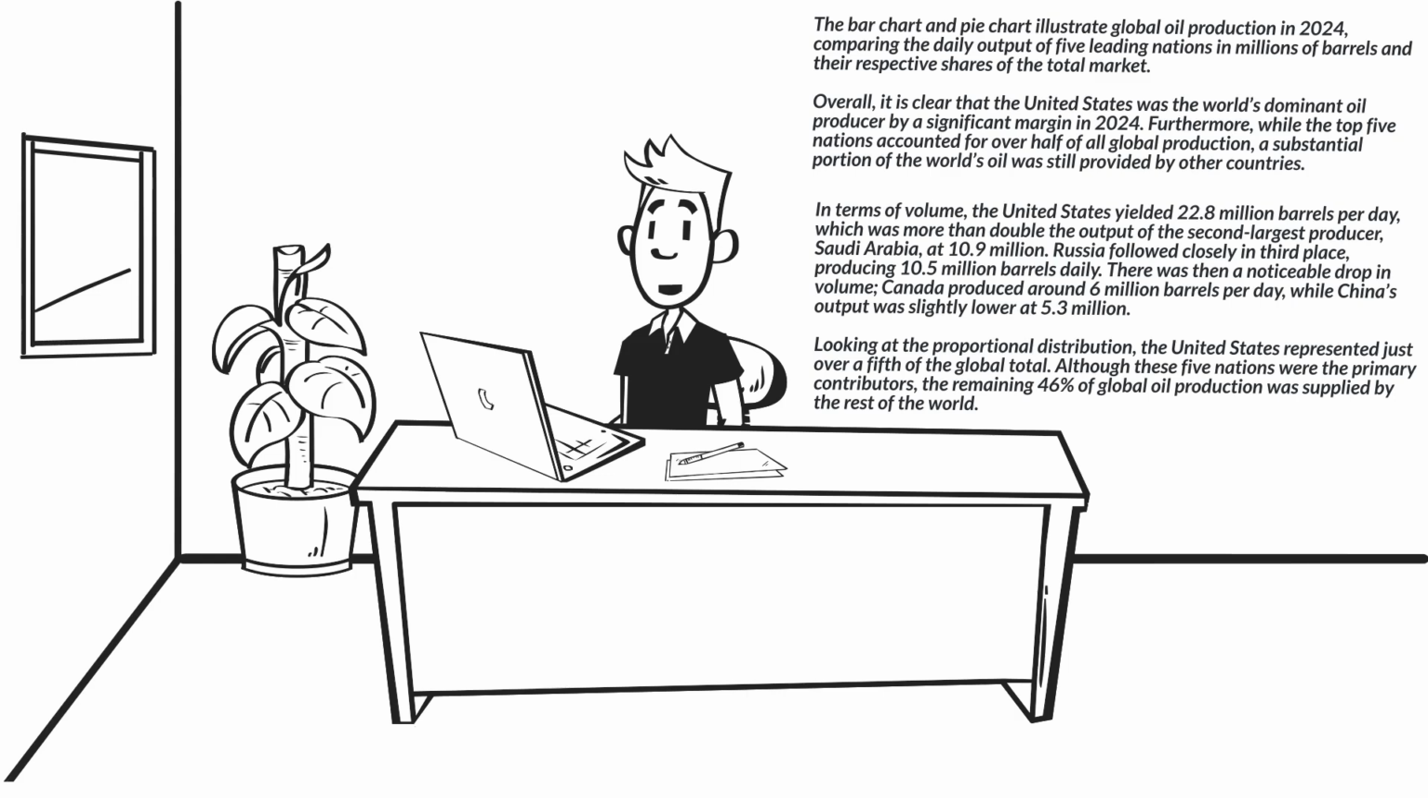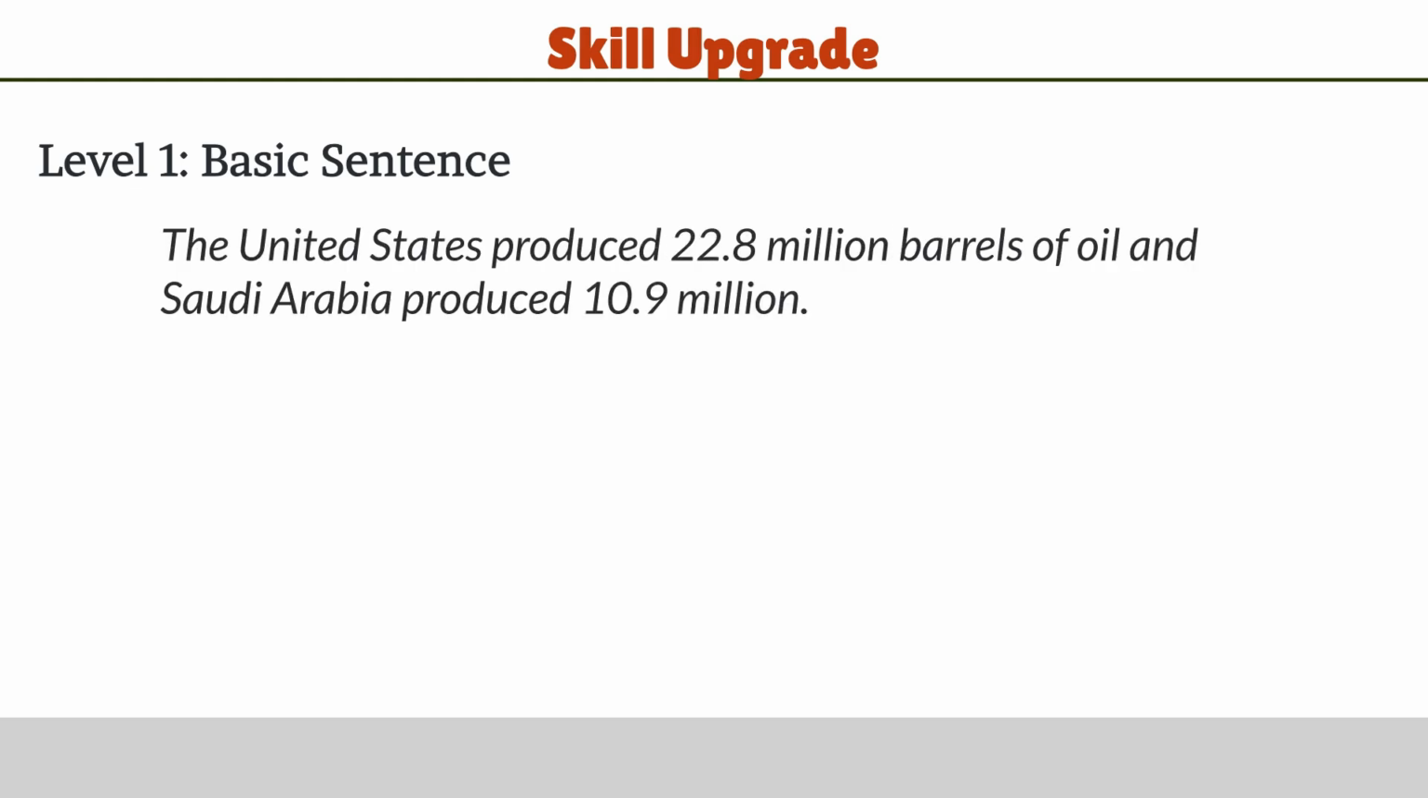Let's look at a common way to describe the top two producers from our bar chart. I'll call this a level 1, basic sentence. The United States produced 22.8 million barrels of oil, and Saudi Arabia produced 10.9 million. There's nothing grammatically wrong here. It is clear and it is accurate. But it's just a list of facts. To really impress an examiner, we want to transform this into what I call a level 2 analytical sentence.